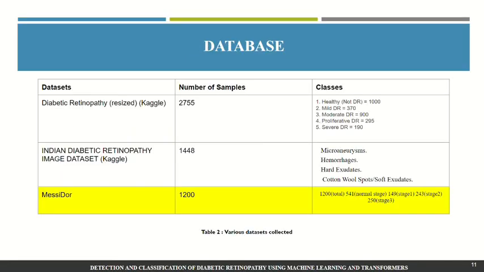This is the database we have used. For training, we have used the Messidor dataset, which contains 1200 eye fundus images divided into 4 classes as mentioned before. We used data augmentation to increase the data points to 2000. We have used the IDRiD dataset from Kaggle for testing purposes.